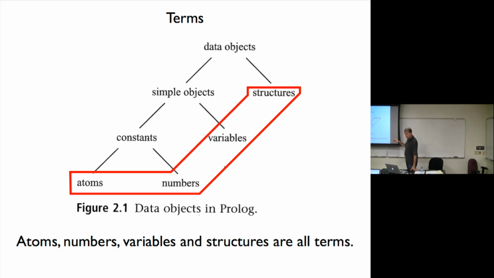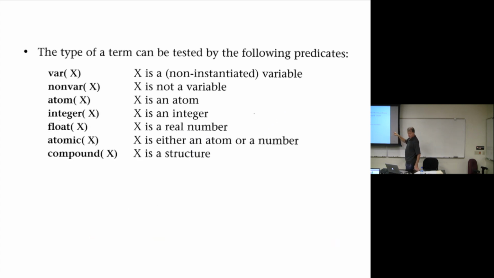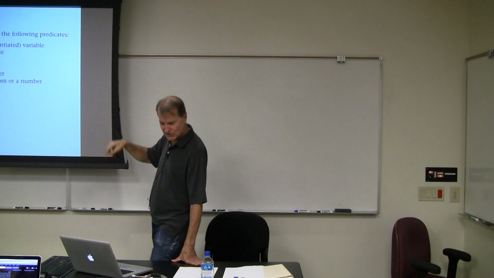And now the first thing we're going to do is show how these can actually be tested. So here in our third slide, the type of a term can be tested by the following predicates. We have 7 predicates here, right? And these predicates can test what these variables are. Furthermore, the variable doesn't even need to be instantiated, and that's what the first one does. Look at what it says: var(X). Capital X is a non-instantiated variable. So let's demo that.